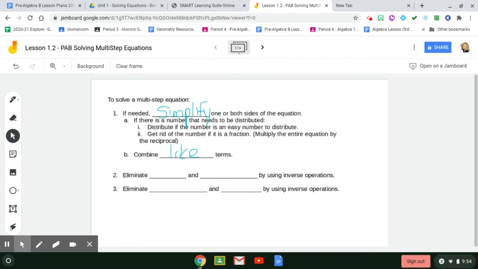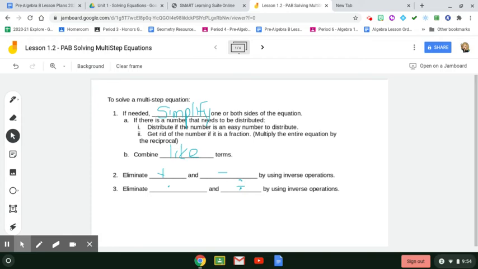Then your second step is you're going to eliminate any type of addition or subtraction by using inverse operations. And then finally, you're going to eliminate multiplication and division by using inverse operations.